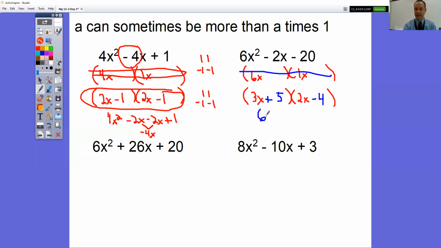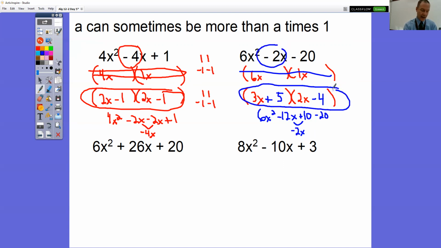3x times 2x is 6x squared. 3x times negative 4 is negative 12x. 5 times 2 is 10x. 5 times negative 4 is negative 20. Add together your outers and your inners. You end up with a negative 2x right there, which is what we had here. So ding, ding, ding, there is your answer.